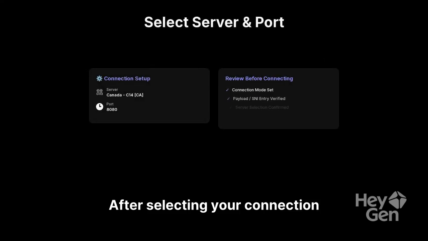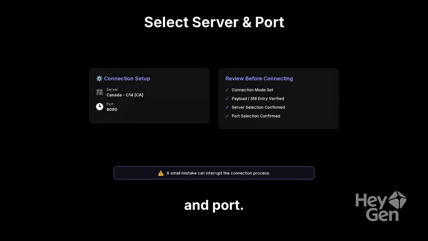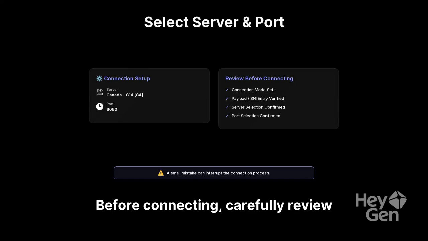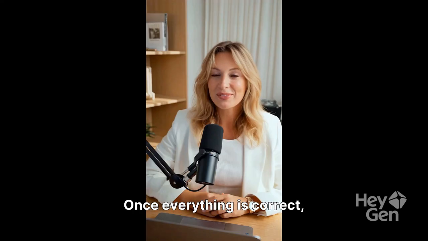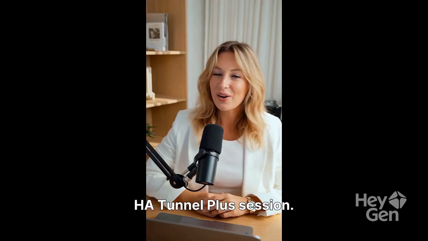After selecting your connection mode, choose your server and port. Before connecting, carefully review all entries, as a small mistake can interrupt the process. Once everything is correct, tap Start to activate your secure and customized HA Tunnel Plus session.